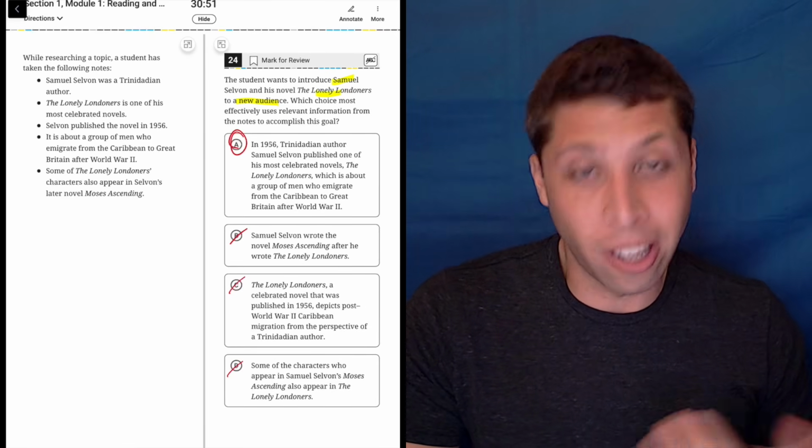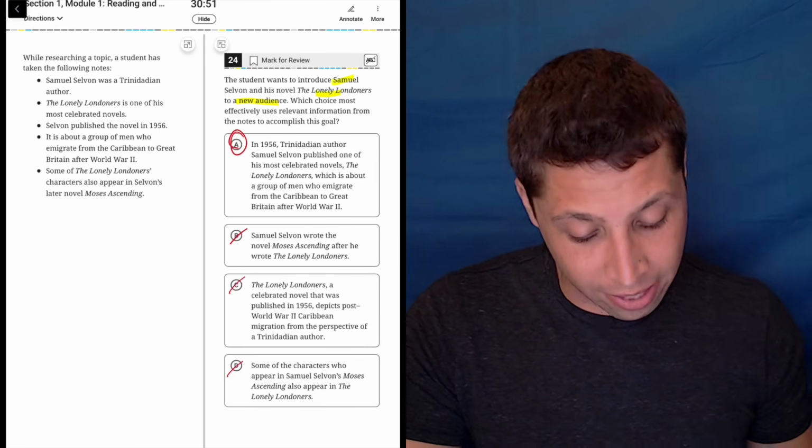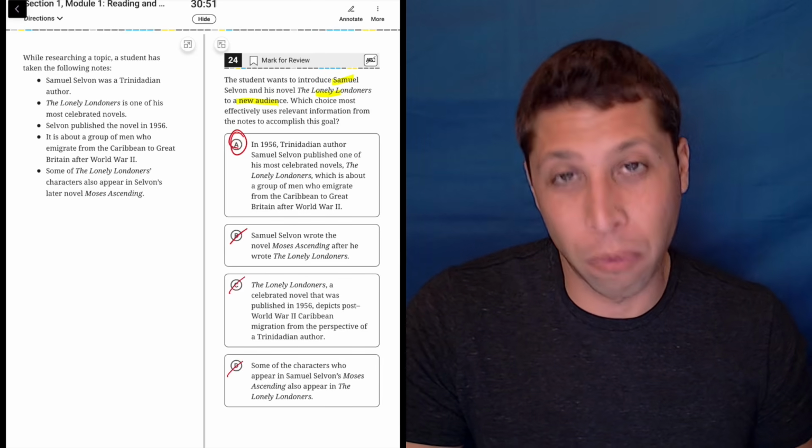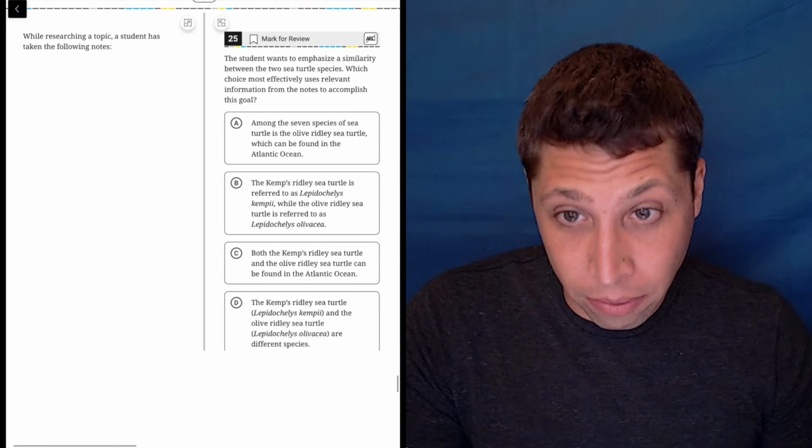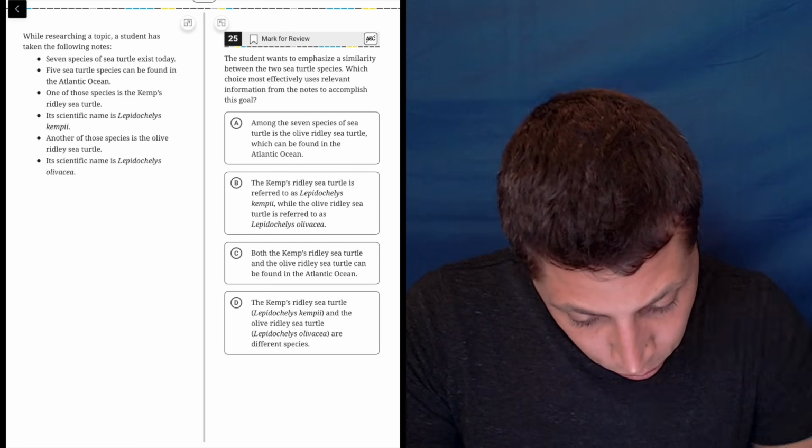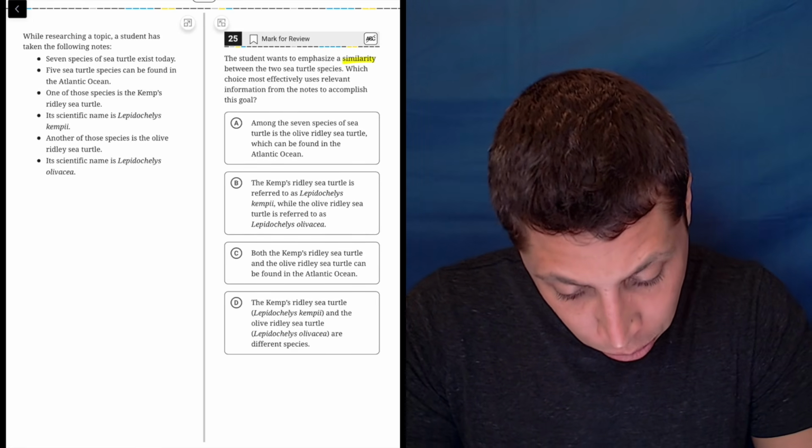I get it. It's just like all the stuff kind of combined into one sentence, and yeah, if we've never heard of this person before, we'd get the gist. Okay, 25. How am I doing? 5 minutes left. The student wants to emphasize a similarity between the two sea turtle species.